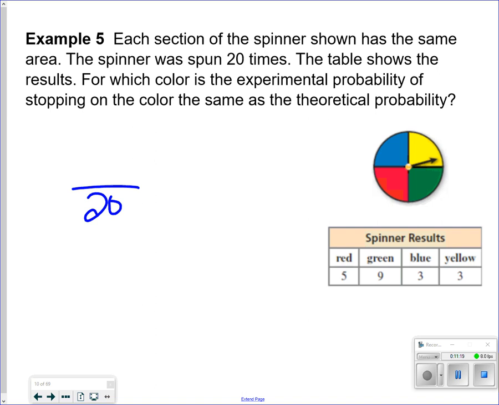If I spin this 20 times, in theory, I should get 5 on each one. In theory, right? Because I have an equal number of chances to get green, yellow, blue, or red. So the 5 out of 20. So which one is the theory the same as the experimental, and it's red?